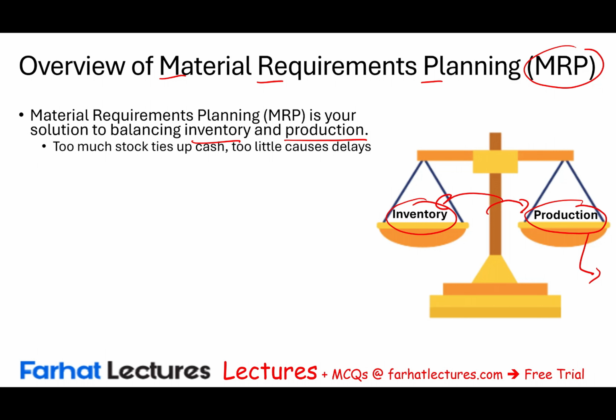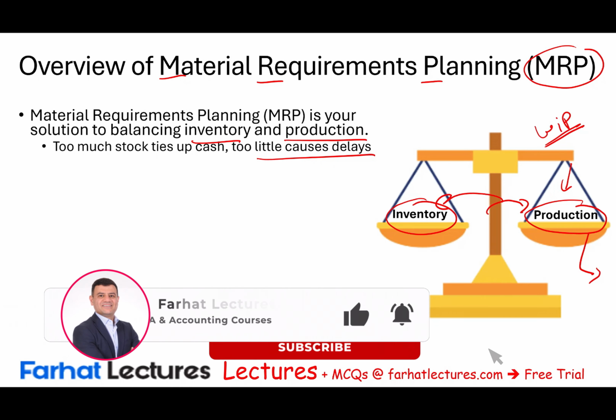Too much inventory will tie up your cash and your resources. If you have too much inventory of anything, either pre-production, during production, or after production, also during production, what you have is work in process. That's also inventory. If you have too much tied up in inventory, you are taking up cash that's not useful. And if you have too little inventory, then it may cause delays. If you don't have enough raw material, then you may not be able to produce. If you don't have enough finished goods, you may not be able to deliver the product to the end customers.